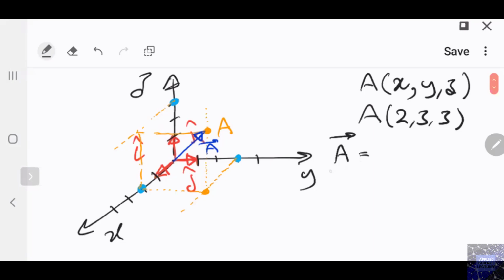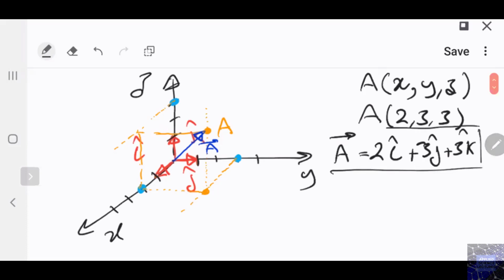For example, I can say now this vector is the summation of the vector on the x-axis, which is 2 i hat, plus the vector on the y, which is 3 j hat, plus the vector on the z, which is 3 k hat as well. So this is the vector A that is defined between the point A and the origin of the coordinates.